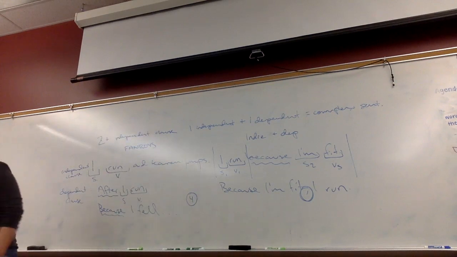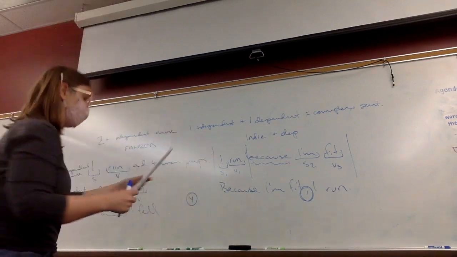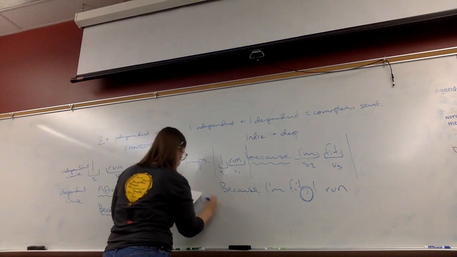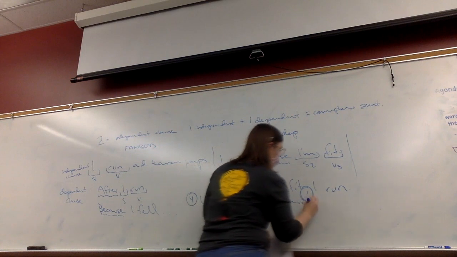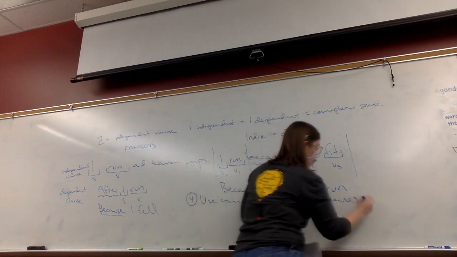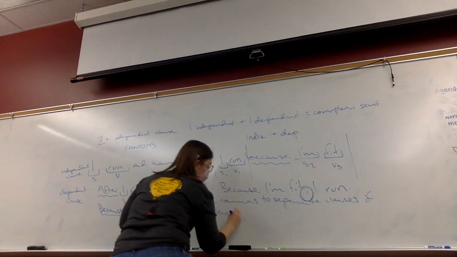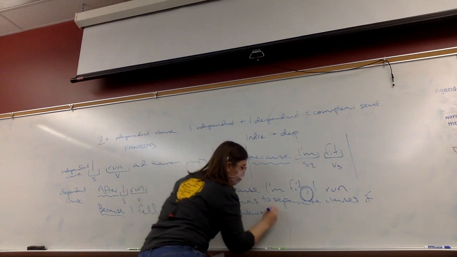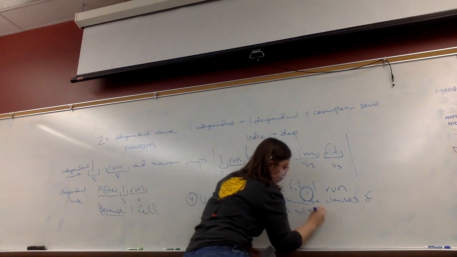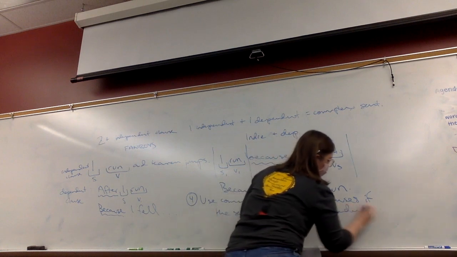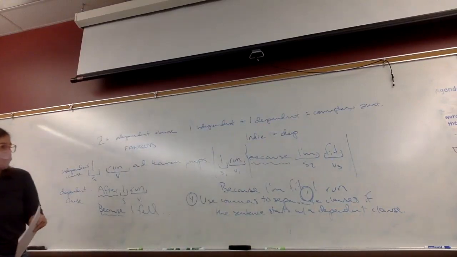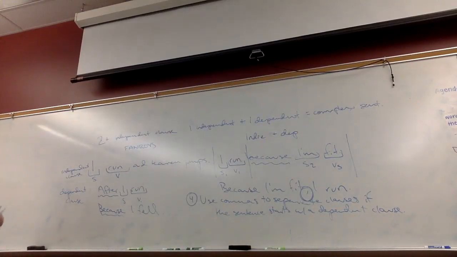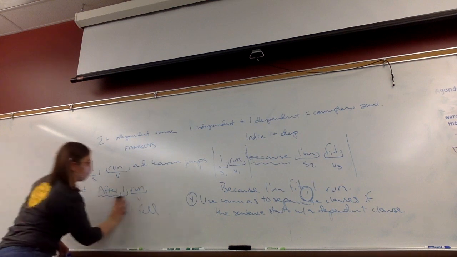Okay, so the rule to write down is rule number 4. Use commas to separate clauses if the sentence starts with a dependent clause. Yeah. Use commas to separate clauses if the sentence starts with a dependent clause. Great.